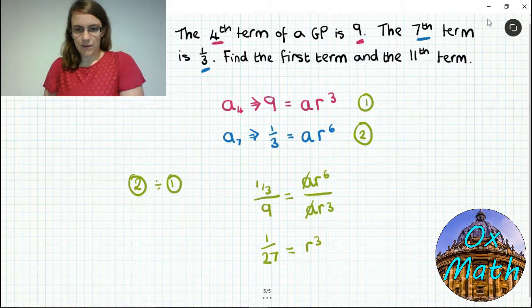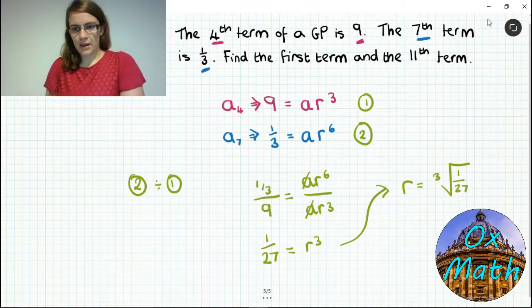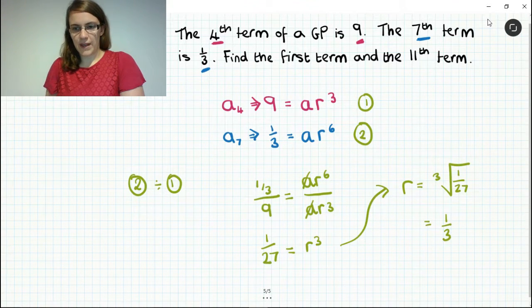And to get r on its own, then we need to cube root. So r is equal to the cube root of 1 over 27, which is 1 over 3. So our common ratio this time is a third. And just to double check that that makes sense, from the 4th term to the 7th term the numbers get smaller, so we would be expecting a ratio of less than 1.